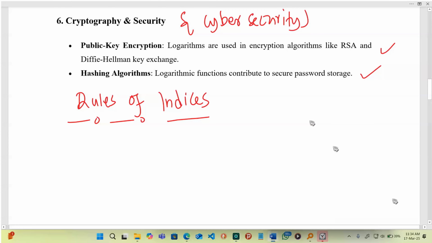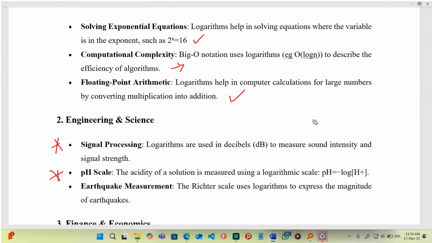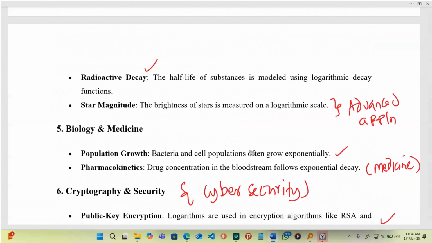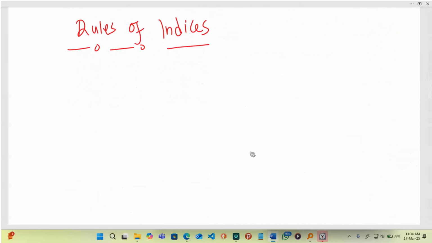Hello, my dear friends. Welcome to this discussion. In our past discussion, we talked about the applications of logarithms and indices and why we need to study them and understand them. So in this discussion, we are going to be looking at details of rules of indices, and we shall be looking at examples.